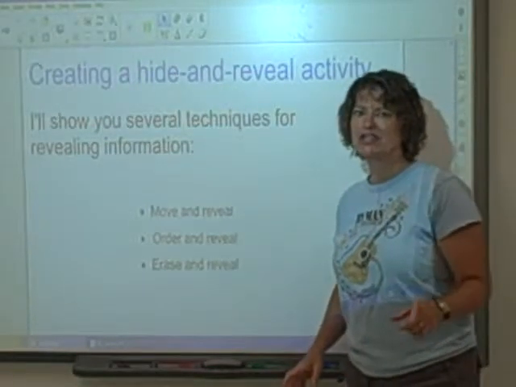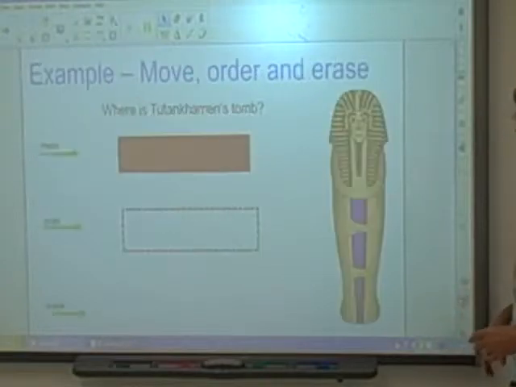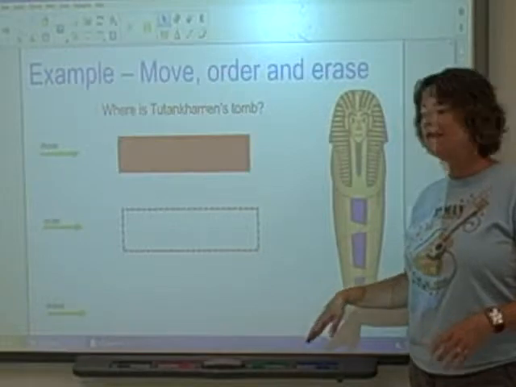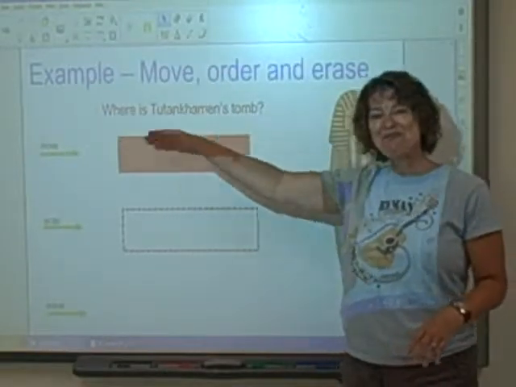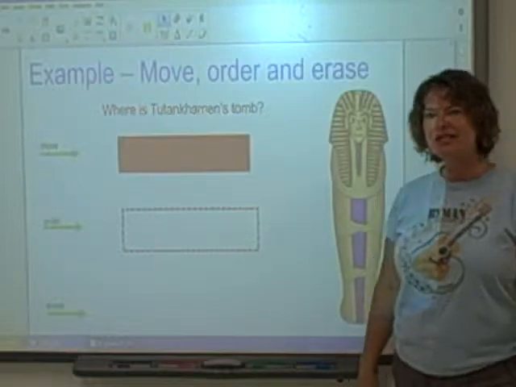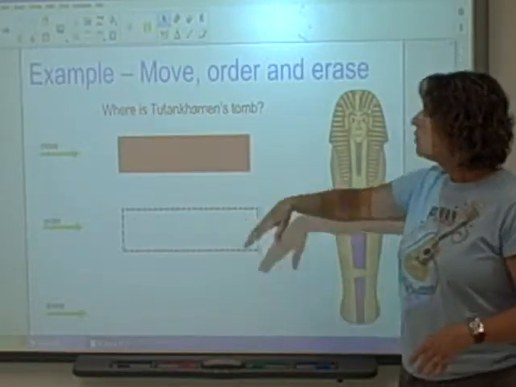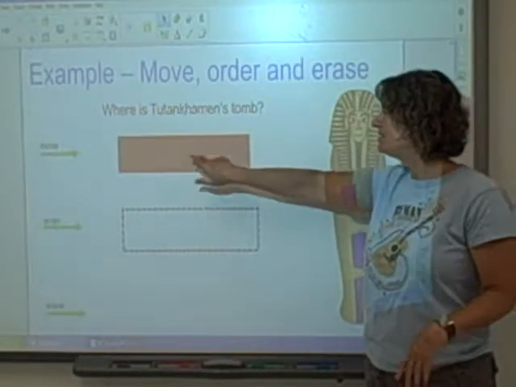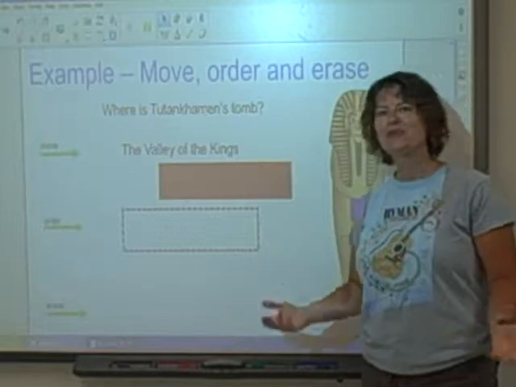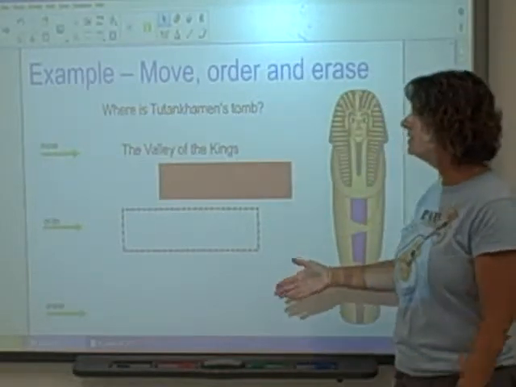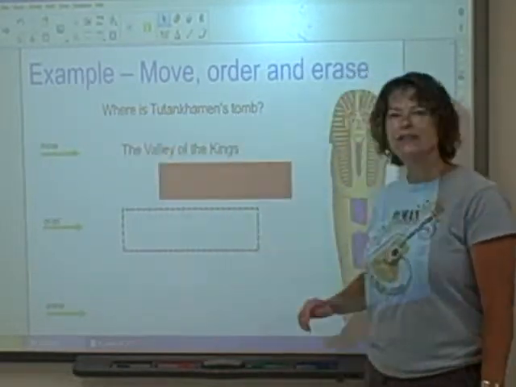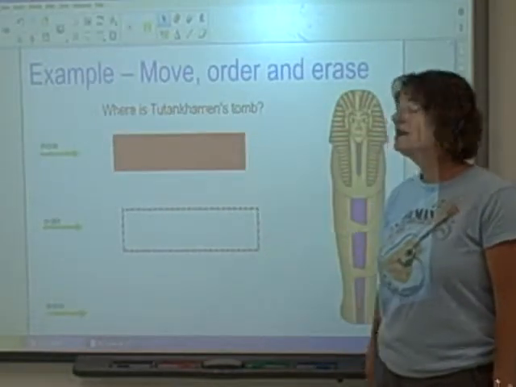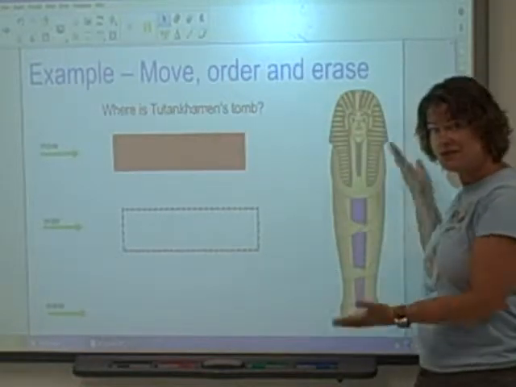But first, let's look at some examples. Here's an example of each of the 3 techniques. Where is Tutankhamun's tomb is our question. Our first technique, move and reveal: we're going to select the box that's on top of our text and simply move it to reveal the answer. You've created your text, and then you've simply created an object that you've placed over the top of the text to hide it until after you've discussed the question.